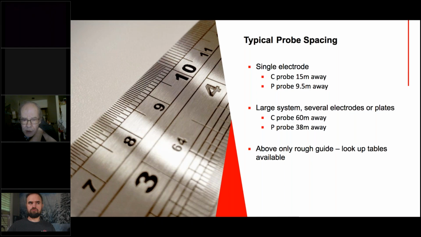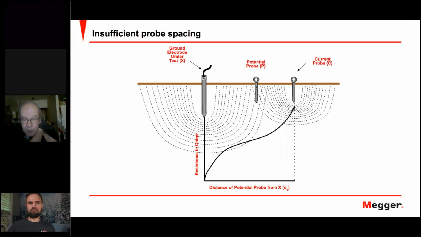So typical probe spacing, they kind of speak for themselves. I don't think I need to comment on that too much. Now, here's the problem. This is not the only problem, but it is the most fundamental problem that you're going to run into in ground testing. This is where the two electrical zones around the probe and your test ground are overlapping. And if this happens, then you're moving your potential probe and taking measurements, but they're going to just keep going up. They're not going to level off.